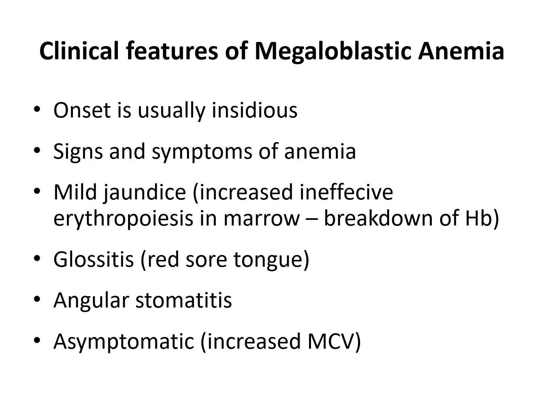Features of megaloblastic anemia, whether it's folic acid or vitamin B12: usually the onset is slow, it's insidious. You get the normal signs and symptoms of anemia. Sometimes you might get some mild jaundice in addition. It's not primarily a hemolytic anemia here, but because of the ineffective erythropoiesis in the marrow, there might be a release and breakdown of hemoglobin, and therefore you might get some increased unconjugated bilirubin in the plasma.